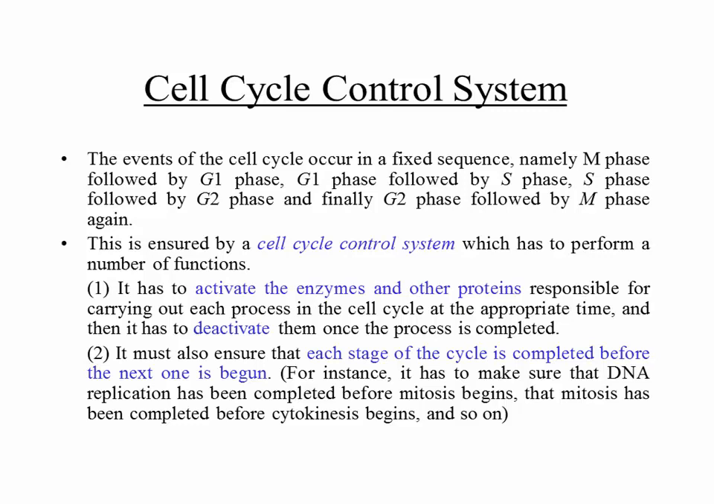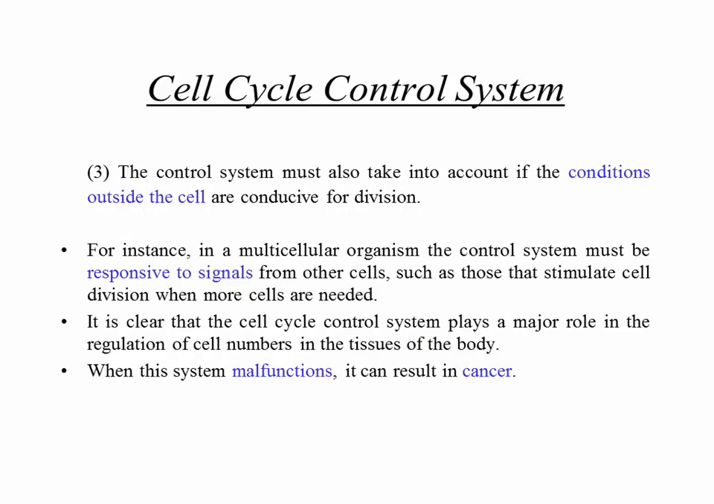So there has to be some kind of timing diagram, some kind of timing that takes place. And it also has to take in additional factors so that it doesn't prematurely jump into the next step. The control system must also take into account whether the conditions outside the cell are conducive for division. If you don't have enough nutrients, the food supply is short, you don't want to create more cells that will need more food, because then they will die. So the conditions have to be conducive.